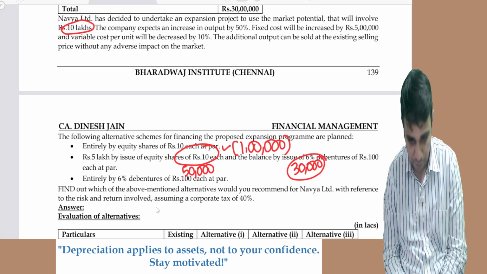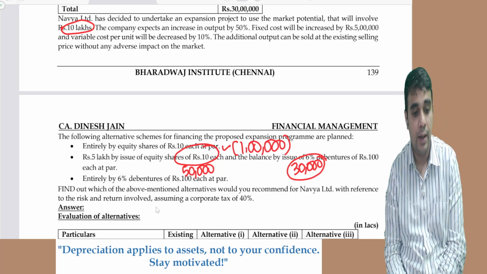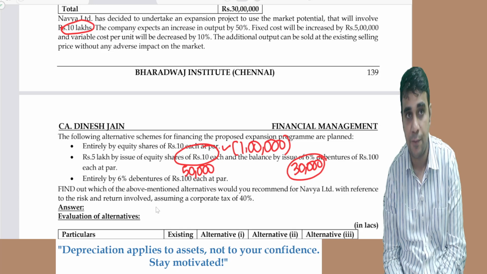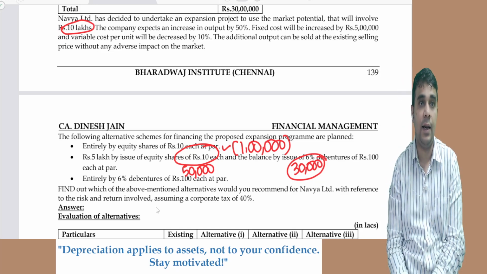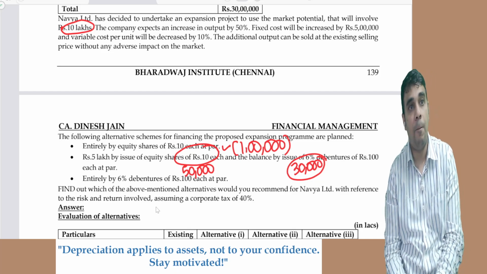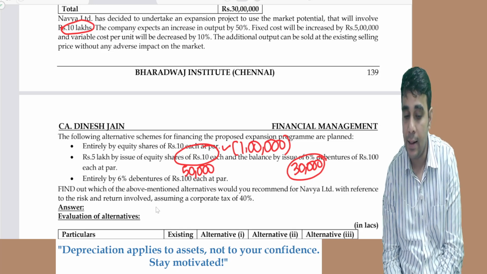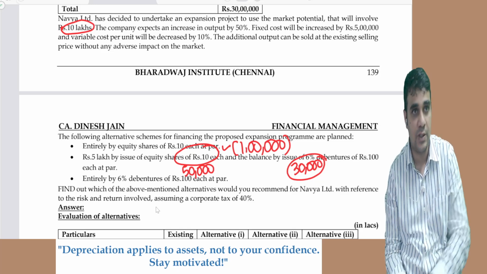I'll repeat. Original option, entirely by equity shares of 10 each at par value. So 1 lakh shares will be increased in the first option.